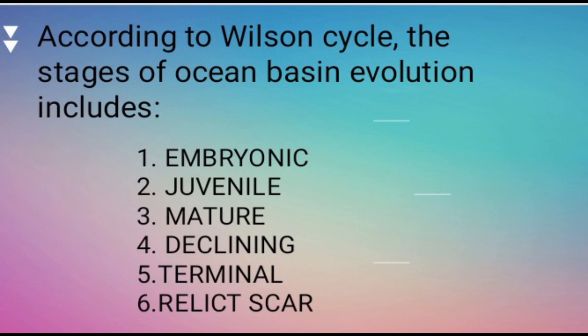The fifth stage is called terminal. The last of the seafloor is eliminated and continents collide, forming a continental mountain chain. And the last one is the relict scar, which involves uplifting and shrinking of the young mountains. The structure of ocean basins and stages of their evolution give us the idea that ocean basins make up more than 70% of the total surface of the Earth. According to researchers, the Atlantic Basin has been the most active area of oceanic crust creation over the past 200 million years.